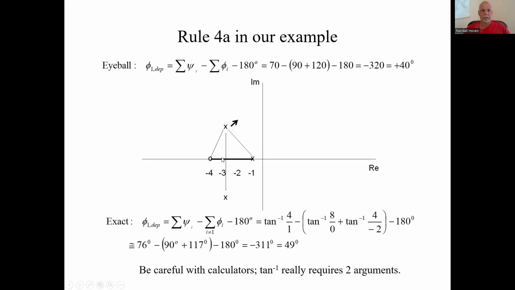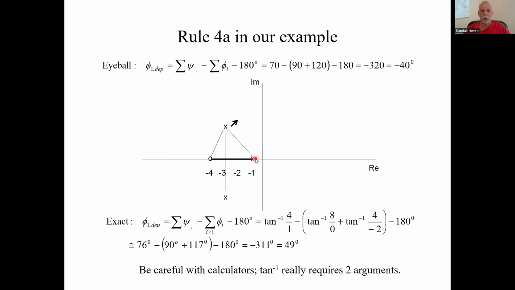Let's see, this is going to be the imaginary part over the real part. This pole is at minus 3 plus j4, so 4 units above the real axis, 1 unit to the right. Inverse tangent of 4 over 1. For the next one, it's 8 over 0. As long as it's over 0, you know it's going to be 90 degrees.